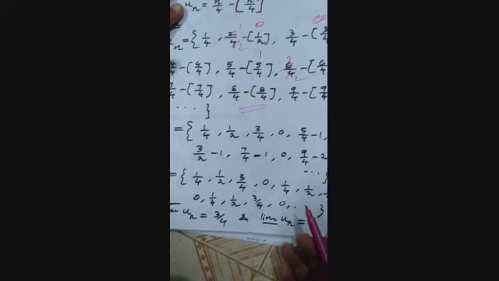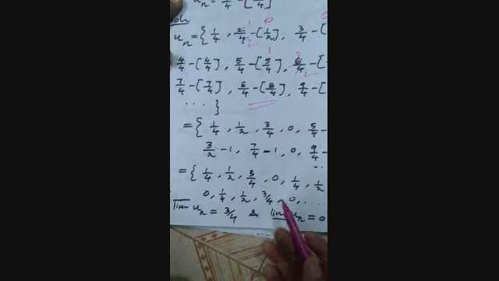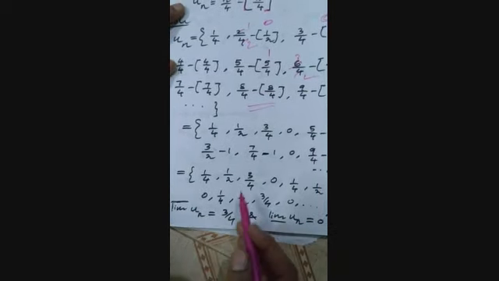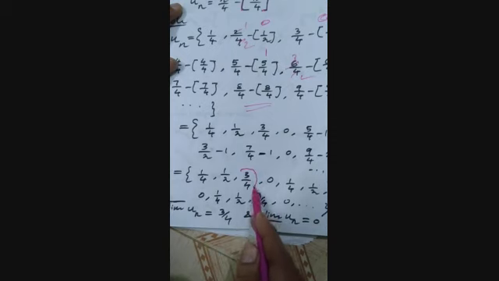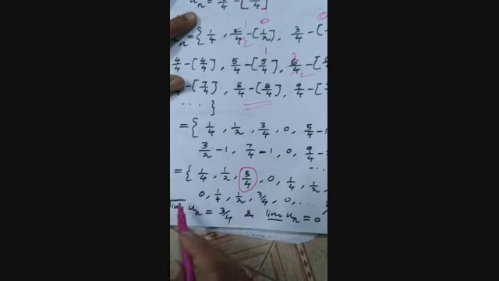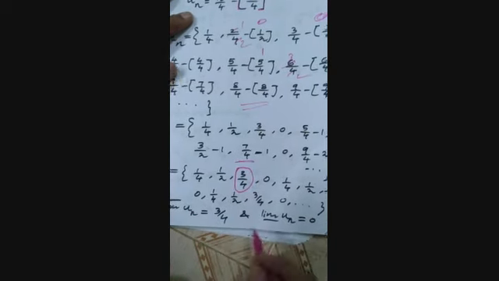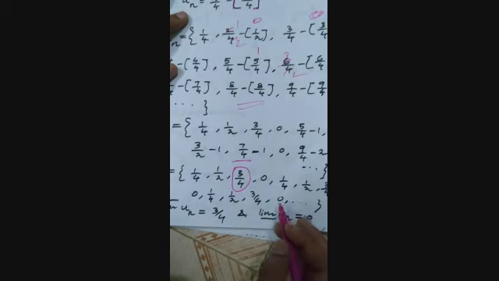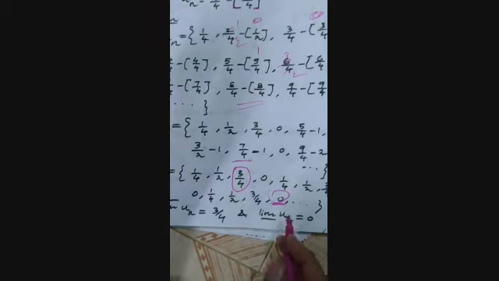So take here also, what is the limit supremum of this sequence? Everyone can say immediately, 3 by 4 is the limit supremum. So what is the limit infimum? That is 0. Right, 0 is the limit infimum of the given sequence. So the answer is: the limit supremum of the given sequence is 3 by 4, and the limit infimum of the given sequence is 0.